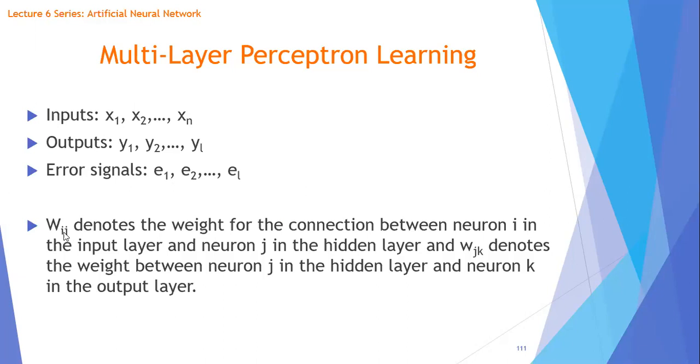So I would say here W_ij denotes a weight for the connection between two neurons. So it's going to be the previous neuron and the next neuron, because a weight is always going to be situated between two neurons.